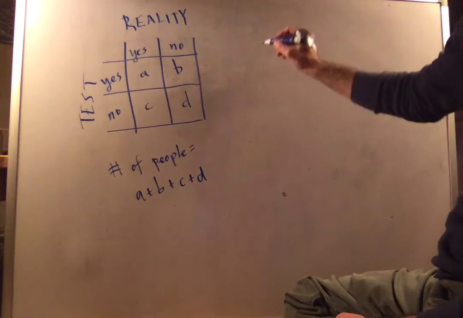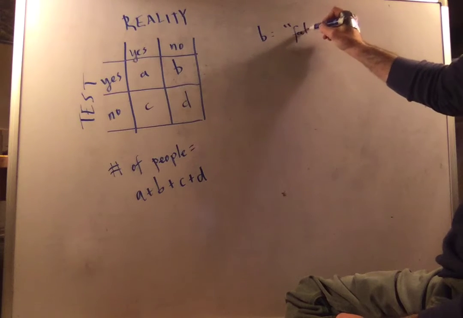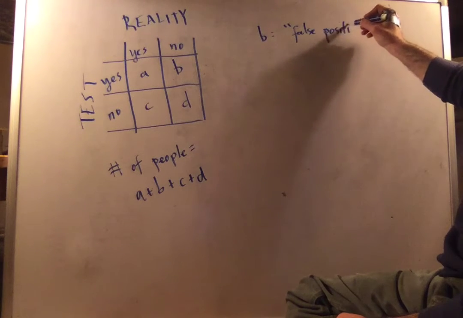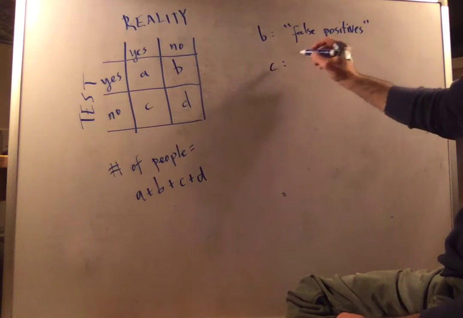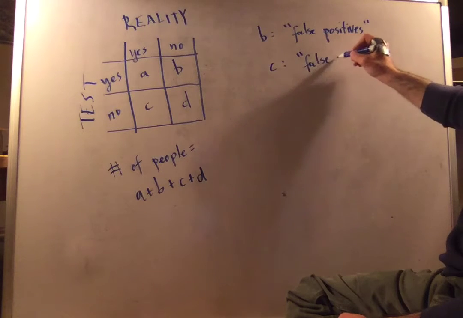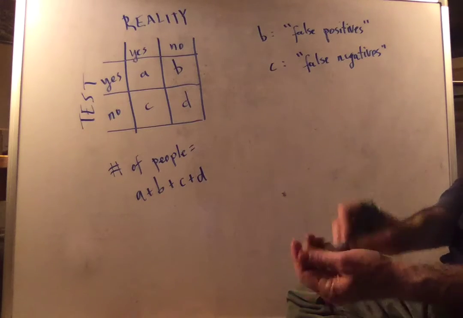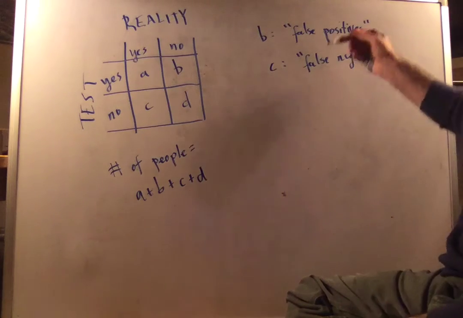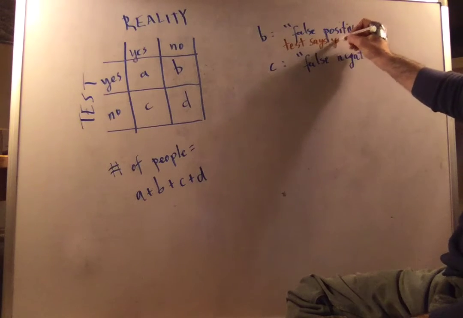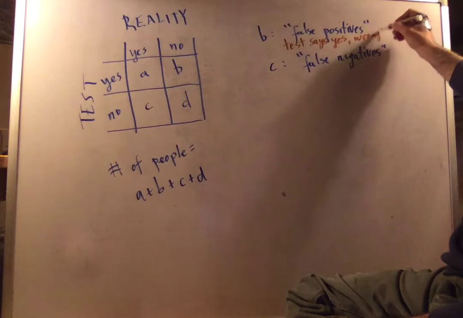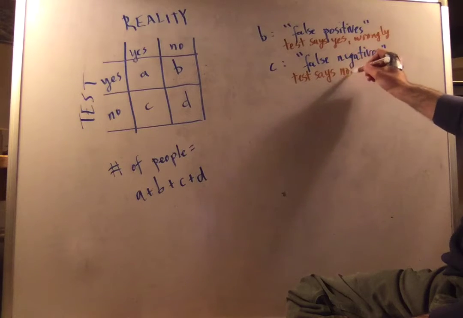And this number B is false positives. It's those who test yes but don't have the flu. And this number C is false negatives. So let's be really clear about what those both mean. B is the test says yes, but wrongly. And C is the test says no, but wrongly.